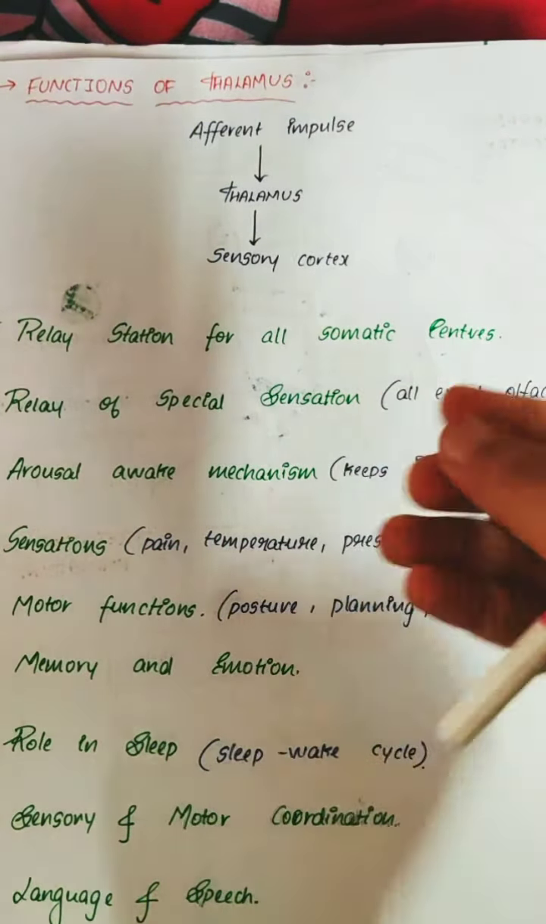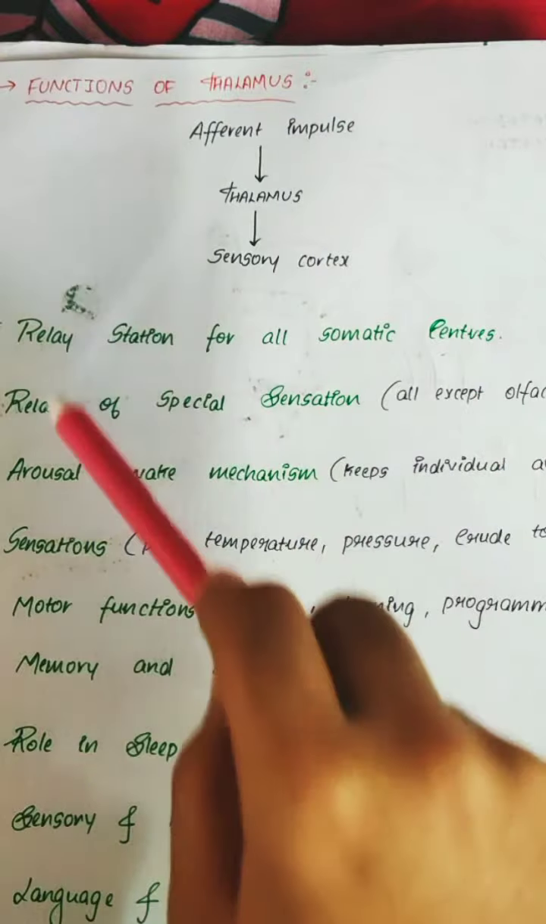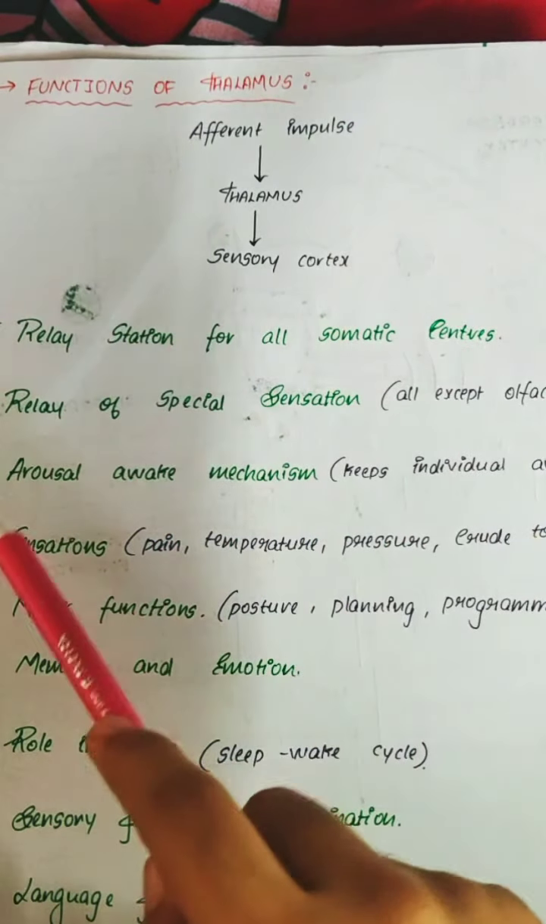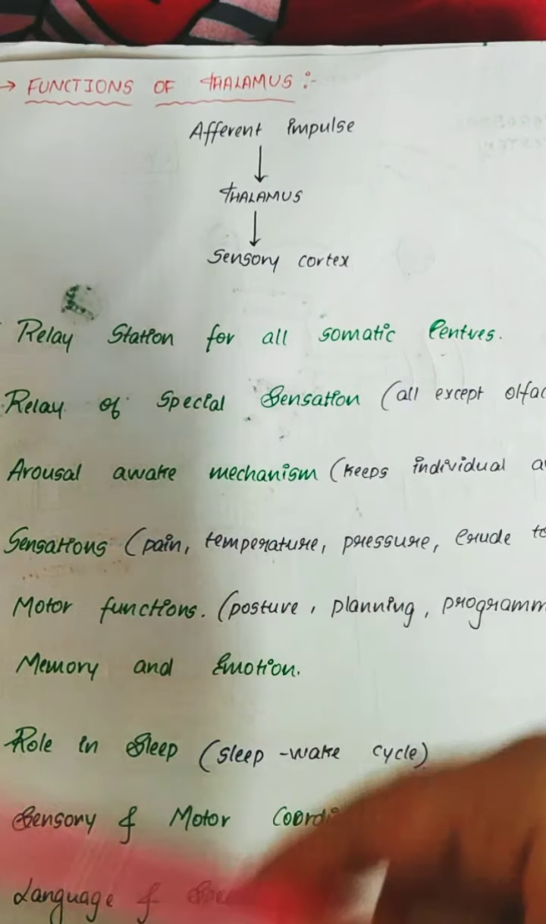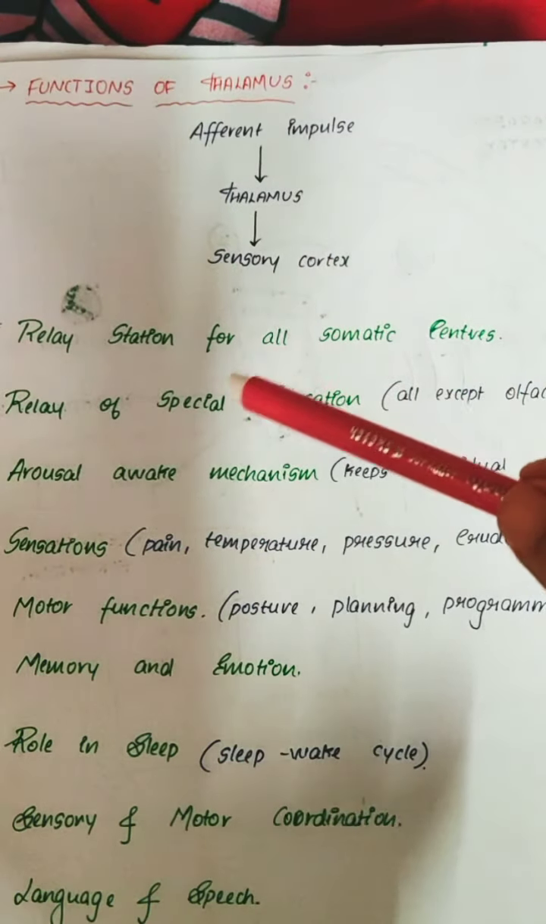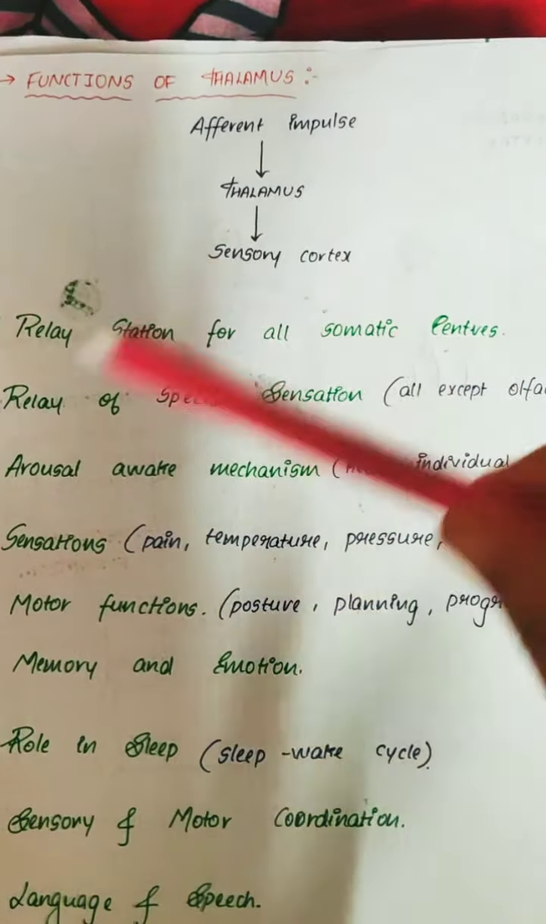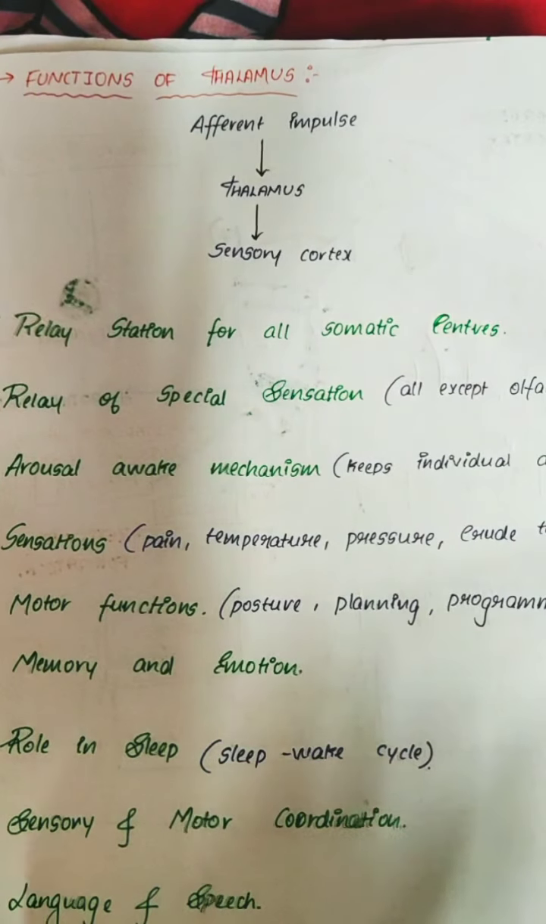So it is a relay station for special senses for everything except olfaction. It also plays a very important role in the arousal or awake mechanism, and also the sleep-wake cycle. It tries to keep the individual awake, in an alert state. It also helps in sensing the various sensations: pain, touch, temperature, pressure, crude touch, all those things.